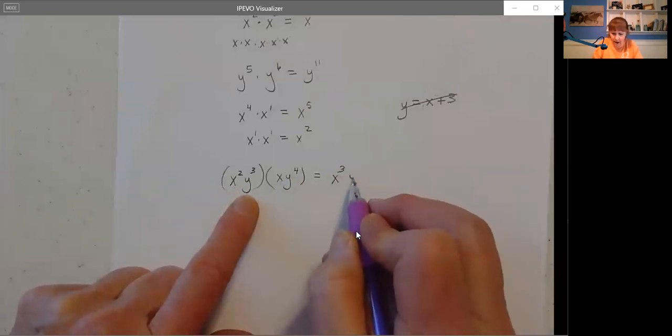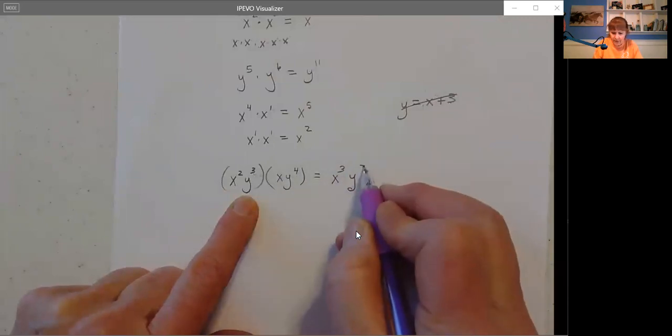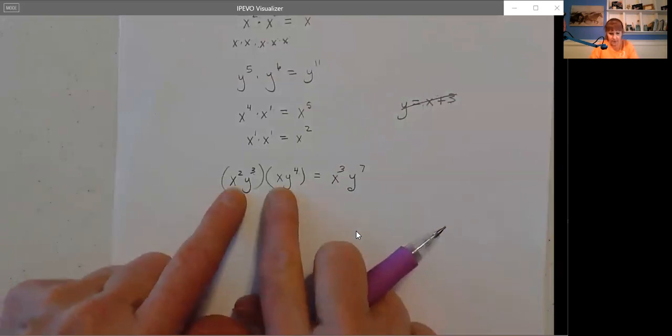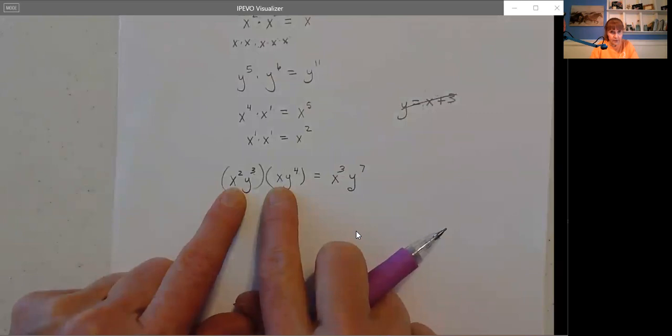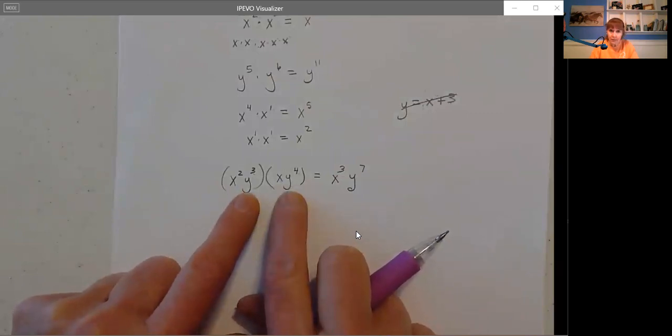And then you go to the y's. 3 plus 4 is 7. So you add exponents on a common base. And in this case, the x's were the same, you added their exponents, 2 plus 1 is 3. The y's are the same, so you add their exponents. 3 plus 4 is 7.